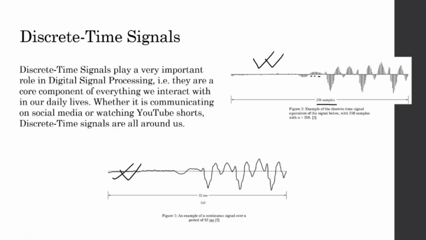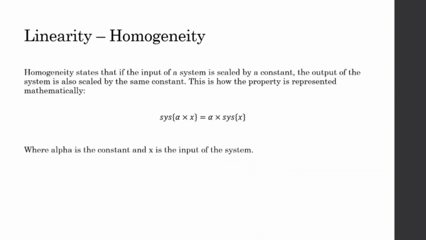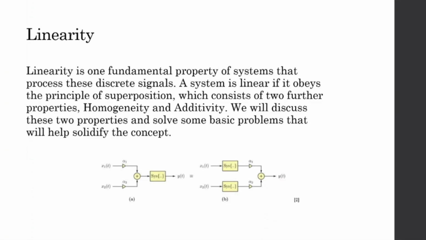To find out more about why these signals are so useful, we will delve deeper into two of their properties: linearity and time invariance. A system is said to be linear if it obeys the principle of superposition. The principle of superposition can be broken down into two further properties, which are homogeneity and additivity. We will discuss both these properties in more detail in the next few slides.